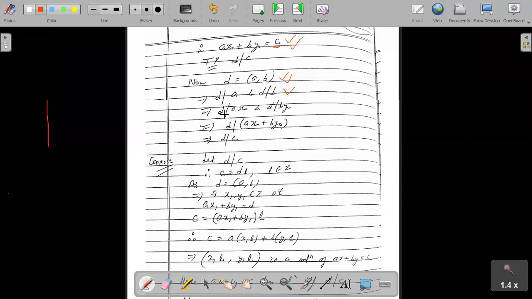So d divides a, which means d will divide ax naught and d will divide by naught. So d will also divide their sum, and what is their sum? c. So therefore d divides c. That's it. Is it clear? Yes, ma'am. Right, so just the definition.